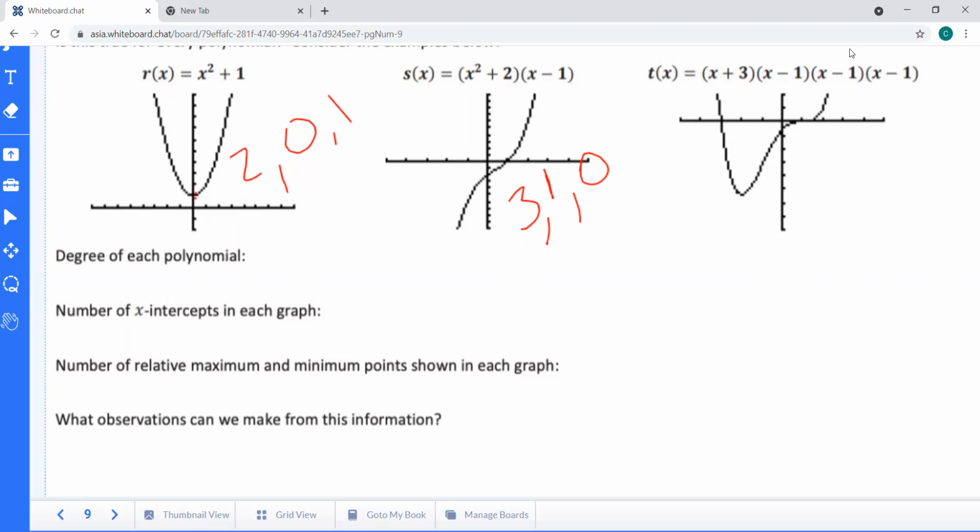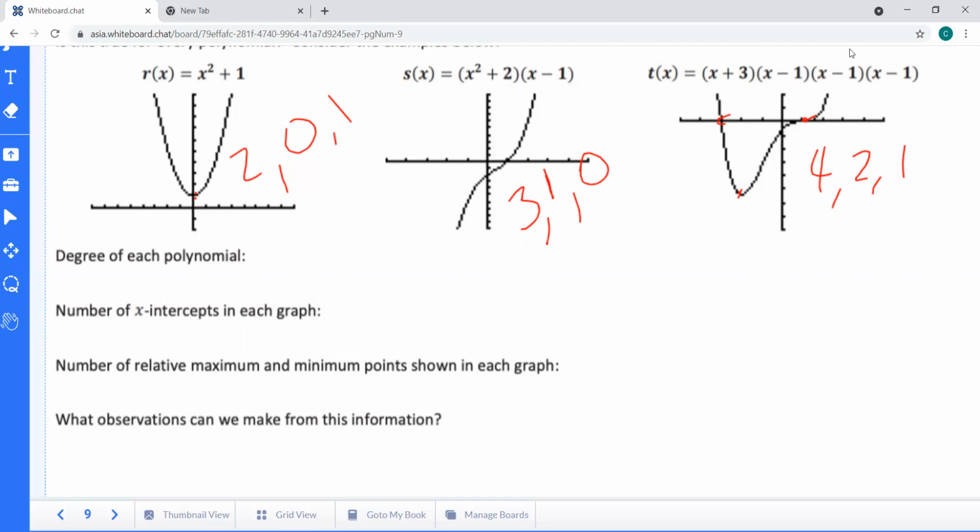All right, so let's keep going. Here we have a degree of 4. It looks like just 1, 2, so 2 x-intercepts. And then how many maximums and minimums do we have? The only one I can tell would be this minimum down here, which is 1. So is it always going to be 1 less than our degree? Can we say that? No, it does not hold. That's not true.